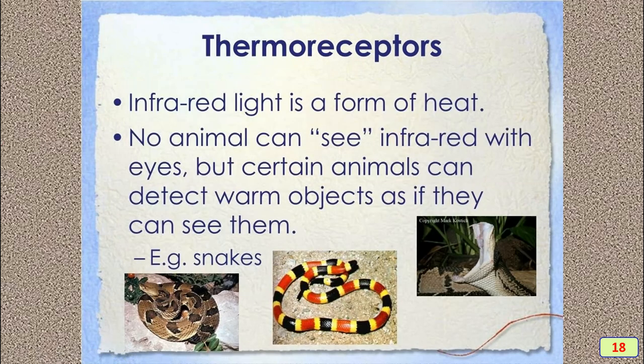Thermoreceptors are the ones which detect heat in most animals, but certain animals can detect warm objects as if they can see them. For example, snakes. Snakes are cold-blooded animals. Cold-blooded animals can adjust to the environmental temperature, whereas warm-blooded animals like mammals cannot change their body temperature, and it is constant as far as every species is concerned.